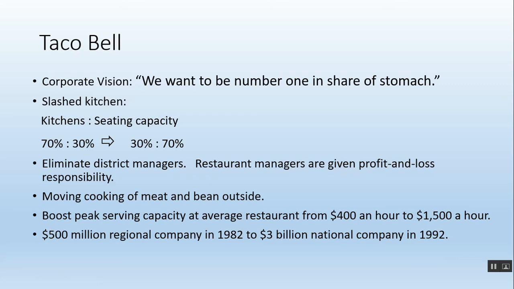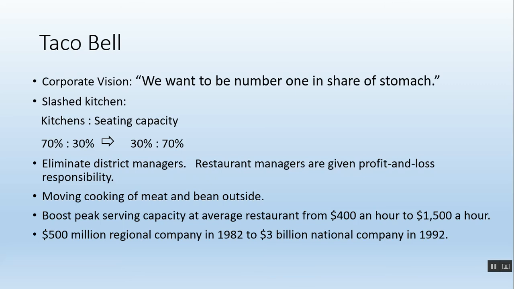So Taco Bell had this vision of wanting to be number one in terms of share of stomach. And to do that, they made the decision to slash the size of the kitchens, where the kitchen to seating capacity ratio originally was 70% kitchen, 30% seating. They reversed that to 30% kitchen, making it much smaller, and 70% seating capacity.